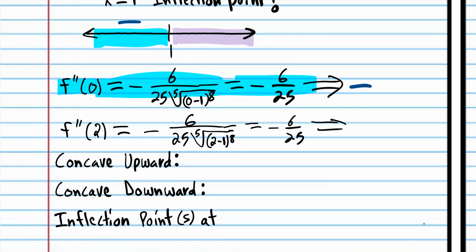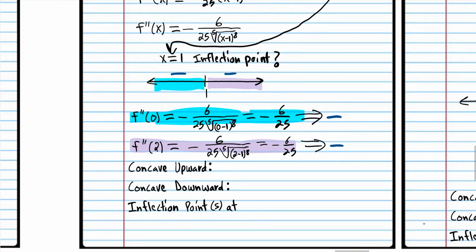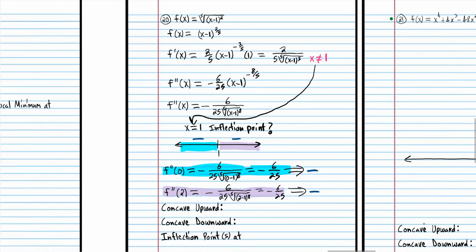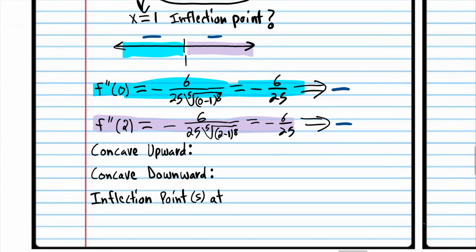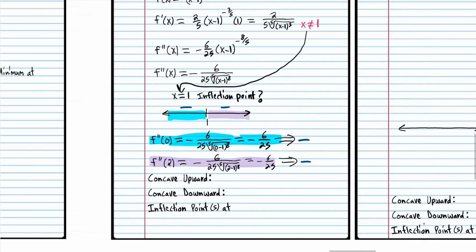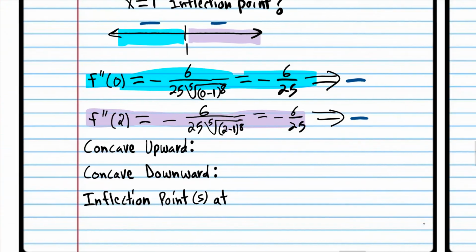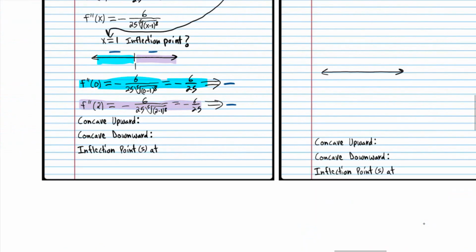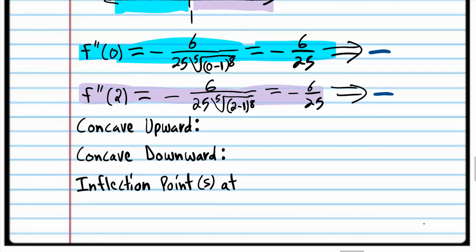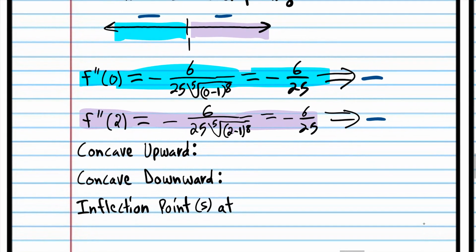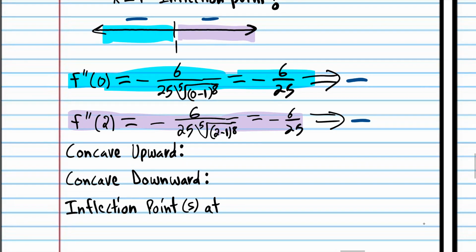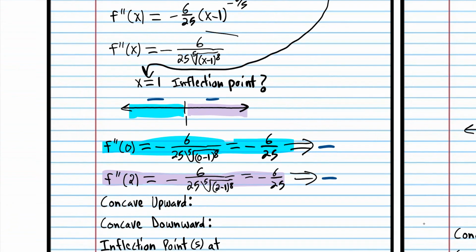So notice that the sign of the second derivative did not change. That means that is not the location of an inflection point. So the graph is concave downward everywhere, basically, except 1. It can't be concave down or up at 1 because the second derivative is not even defined at 1, right?